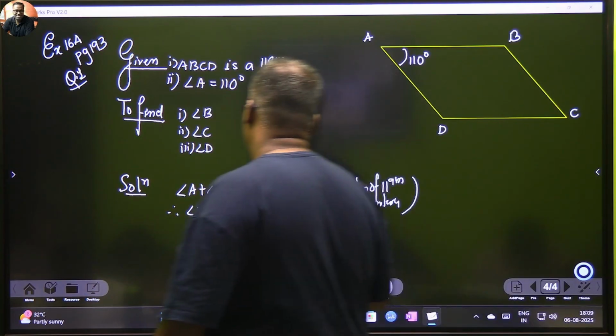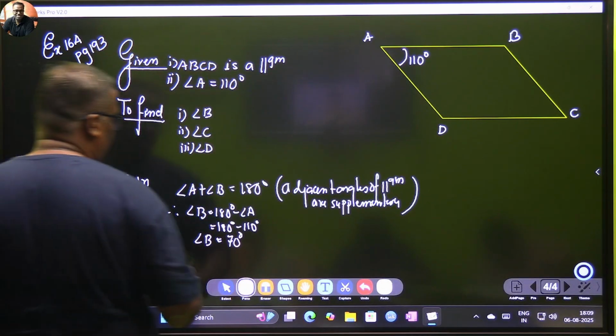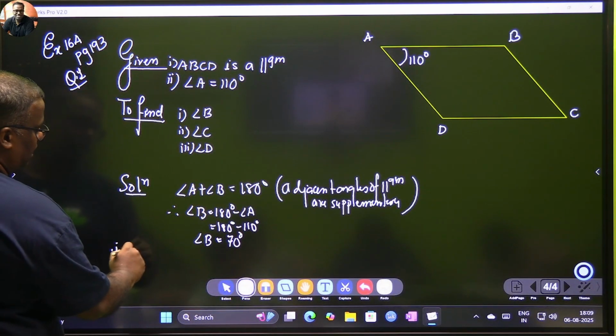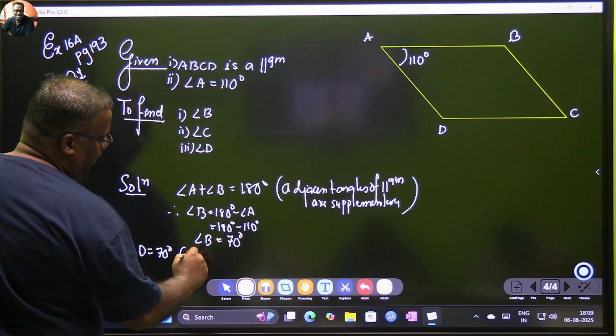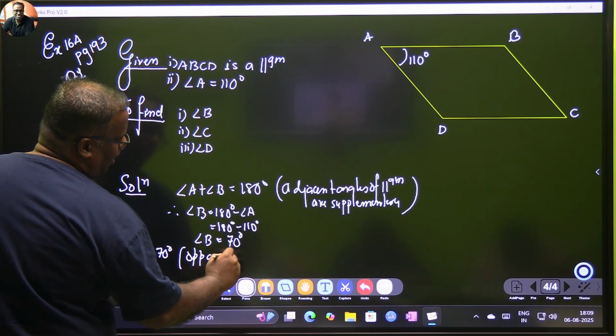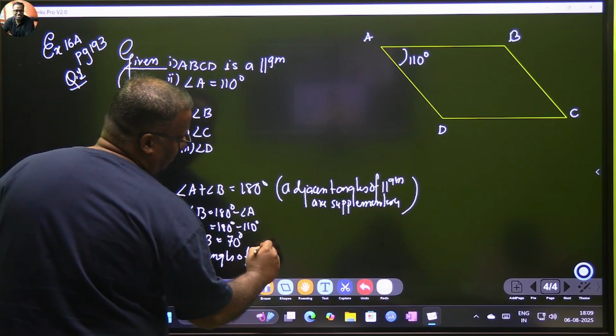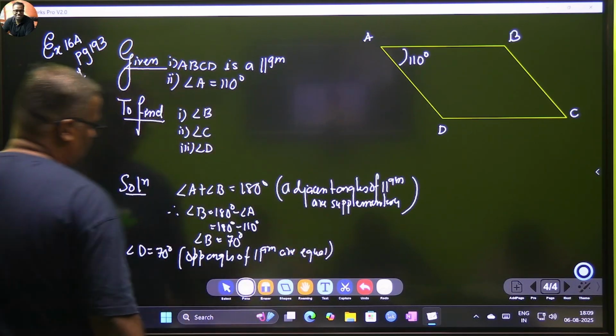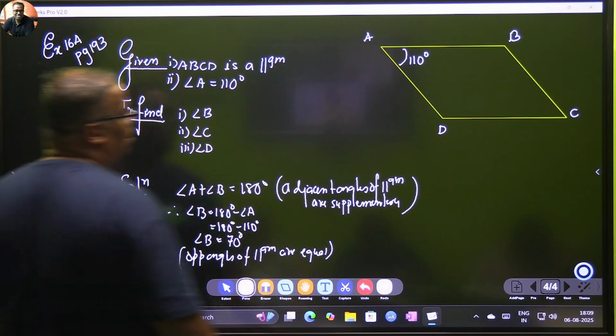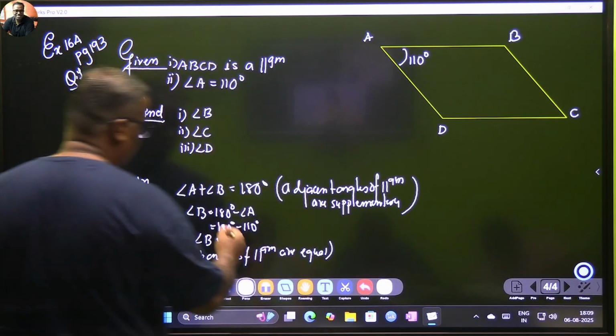At step number 4, what did we write? Angle B is equal to 70. Then we write, therefore, angle D is equal to 70 degrees. What do we write? Opposite angles of a parallelogram are equal. Understood? So your two data have come out, and then you do B and C in this way.